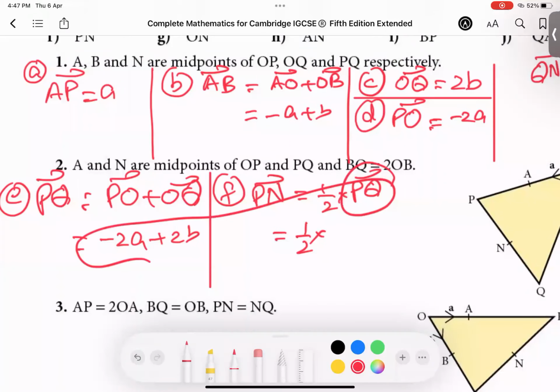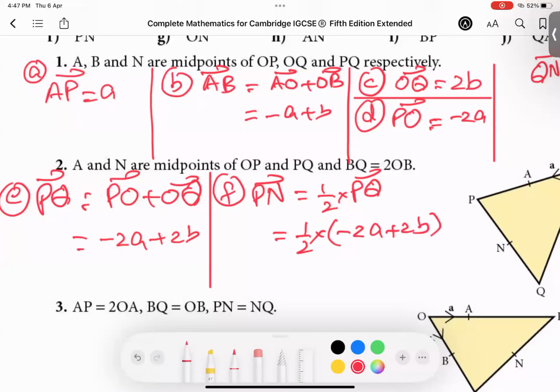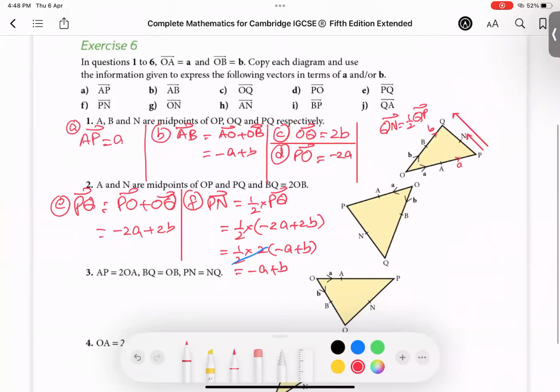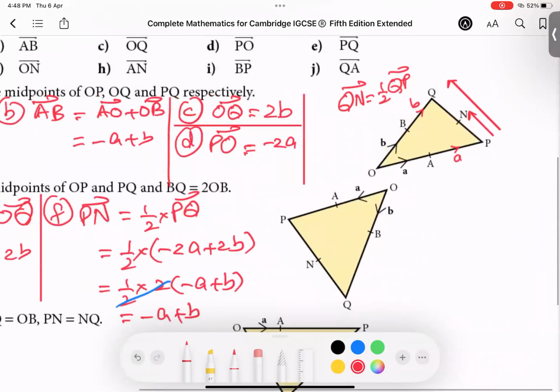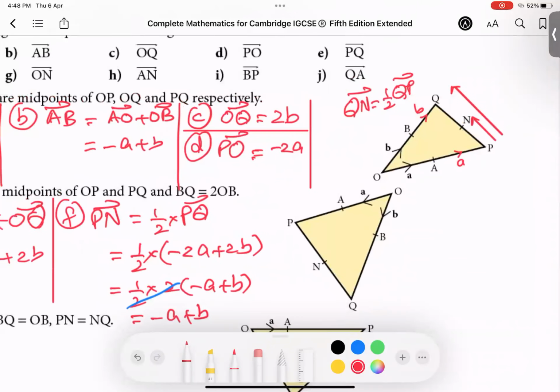PQ value is this. I'm writing it in brackets. Don't try without brackets. What is common from both, students? 2 is common. If I take 2 common out, it becomes negative a plus b in the bracket. 2 cancels out. And I got negative a plus b. And I believe now you are understanding better as compared to before. F part is over. Now I'm doing G part.